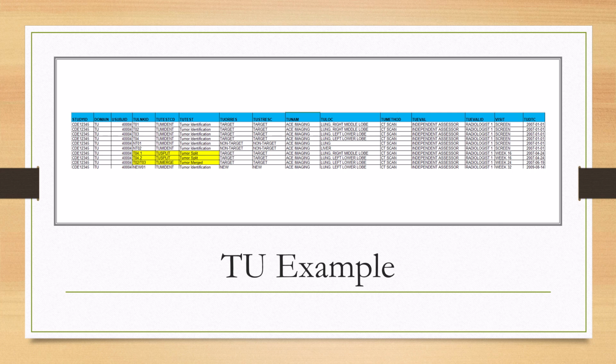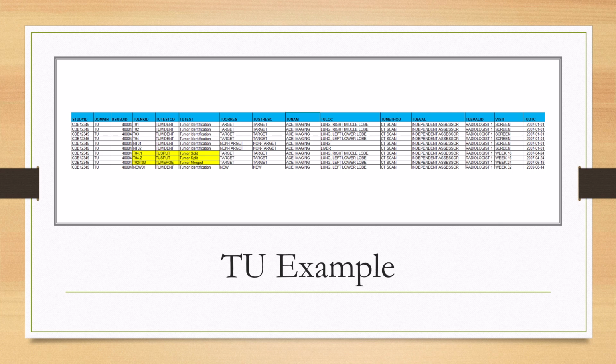Another point to notice is the last record, the week 32 assessment record. In this assessment, a new tumor was identified. Since it was not present at the baseline visit, which is the screening visit in the case of TU, we have given the link ID as new01, and we have created a new record with the tumor identification test and result as new.